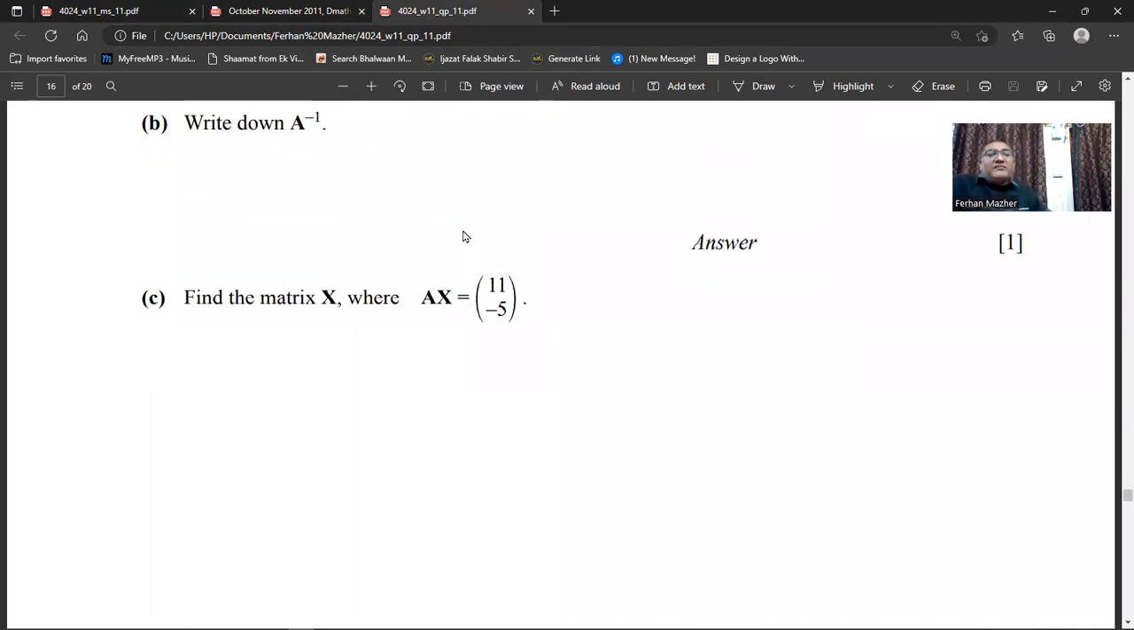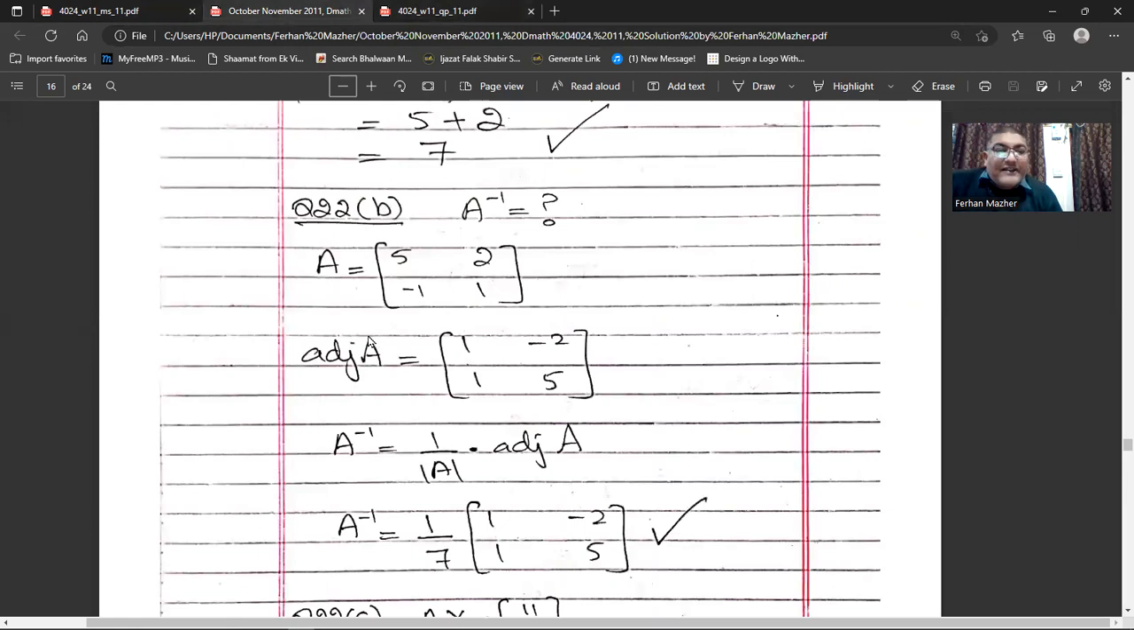He says find the matrix X where A into X is equal to the column matrix 11, minus 5. It's a column matrix and A will go to the other side. It will become A inverse. We know the A inverse value. Because here the A is on the first position, so the A inverse will also be on the first position, on the left side. So let's do that.